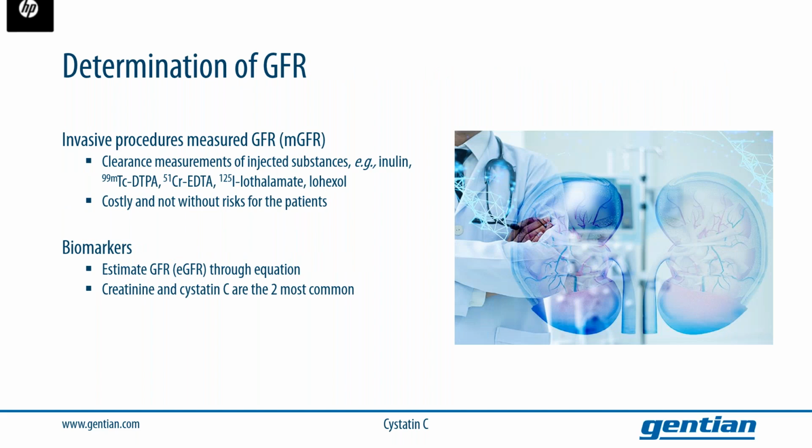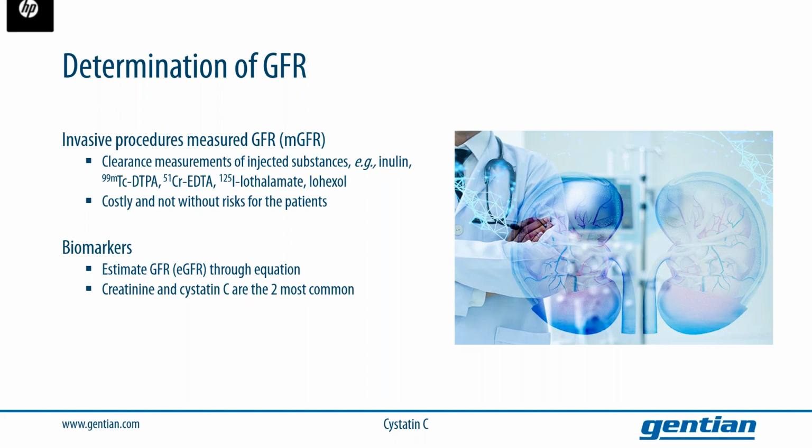And to determine the GFR, there are two main methods. One is to measure it, and this is done by injecting the patient with a specific substance, for example, inulin or iohexol. And then after injecting it, they are collecting the urine, and after a specific amount of time, they analyze the urine to see how much of the substance has passed through the kidneys. Now, this is obviously a labor-intensive method and thus costly, and also contains an element of risk for the patients.